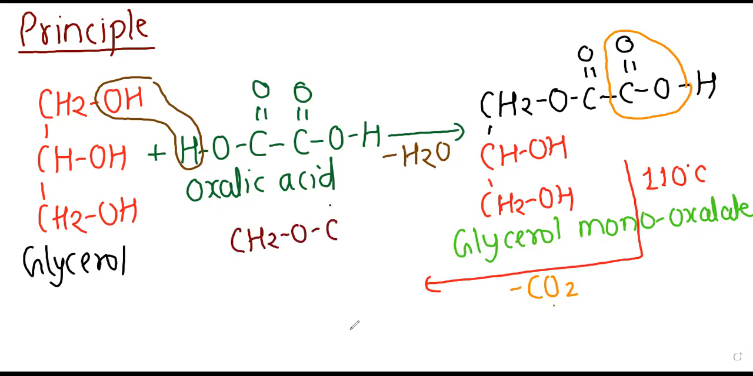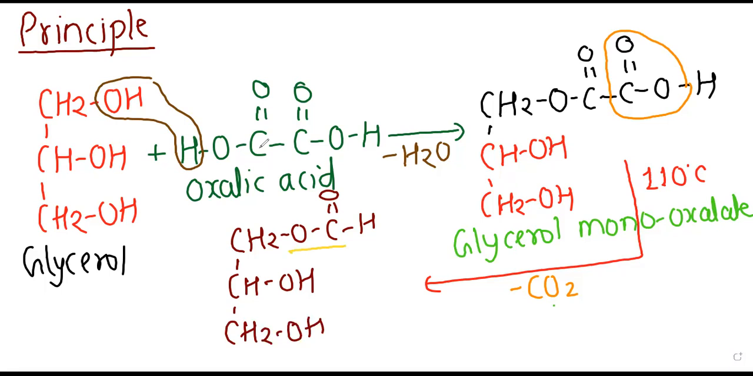CH2O, C double bond O, and here is the H. Okay. And the remaining part as it is, CHOH and CH2OH, this compound. Now look at here, this fragment is the fragment of formic acid. So its name is glycerol monoformate. The name of this compound is glycerol monoformate.